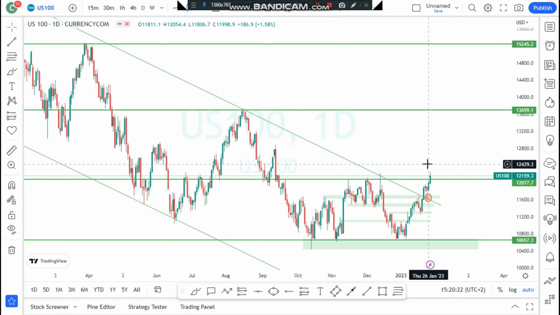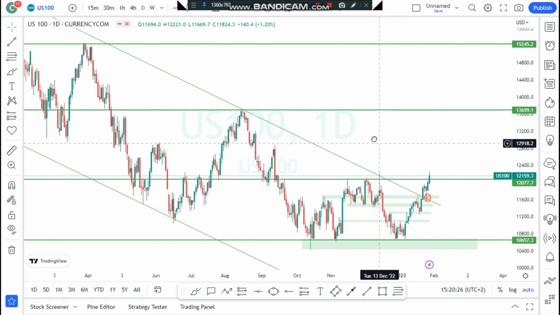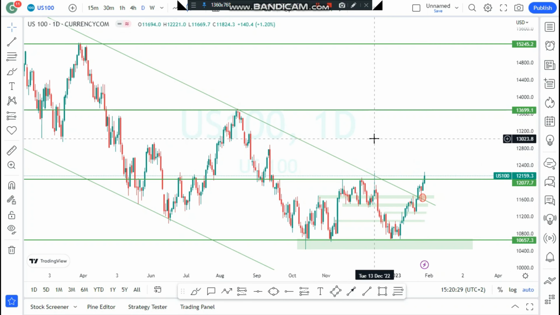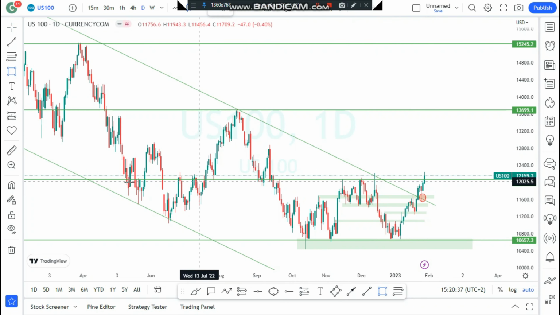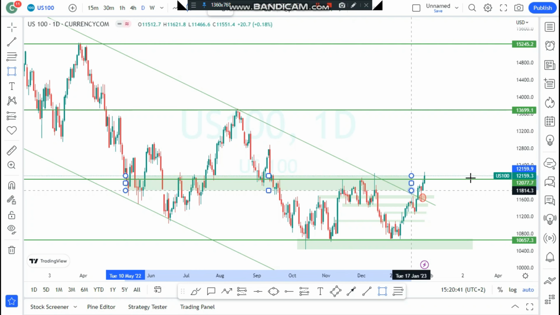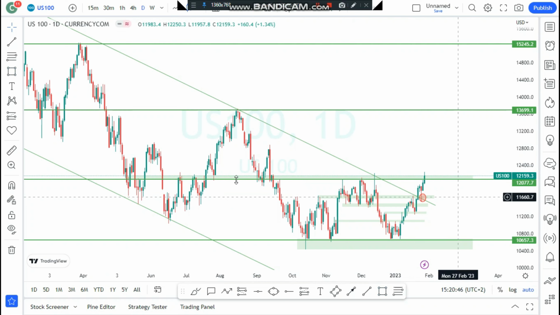As I said, we've just reached our previous resistance, which has now turned into support. So I'm going to draw this box, and you can see it's clear right there. My main focus is, I've actually started it from here.